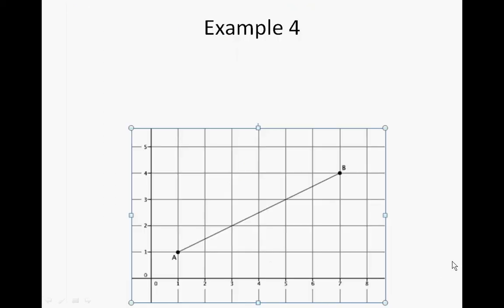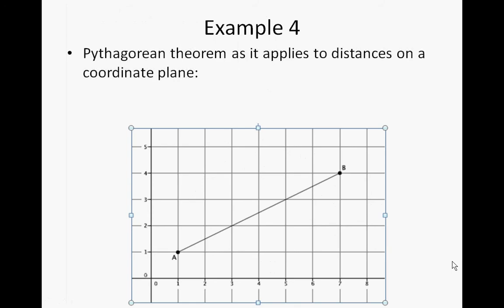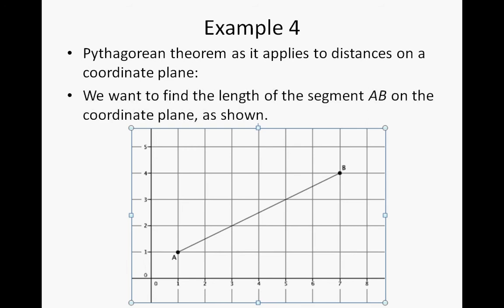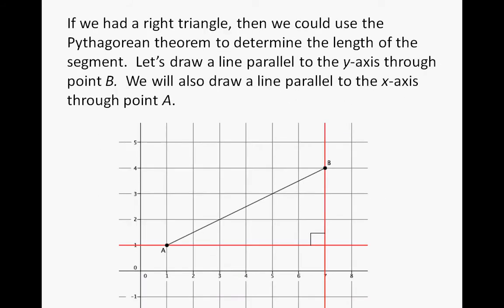All right, let's take a look at example 4. The Pythagorean theorem as it applies to distances on a coordinate plane. So we want to find the length of the segment AB on the coordinate plane as shown. If we had a right triangle, we could use the Pythagorean theorem to determine the length of the segment.